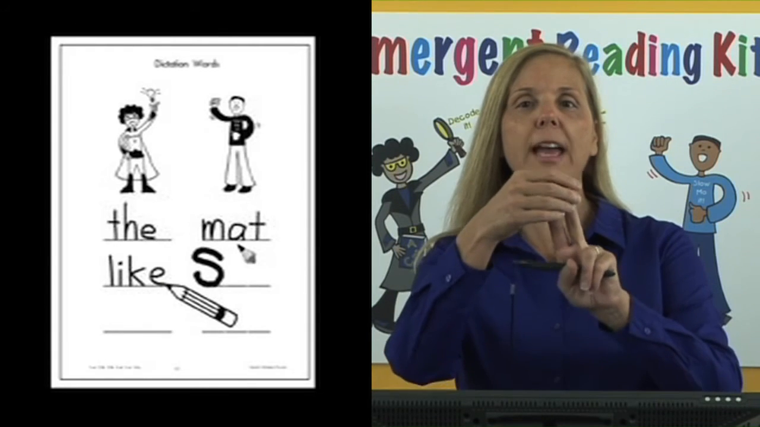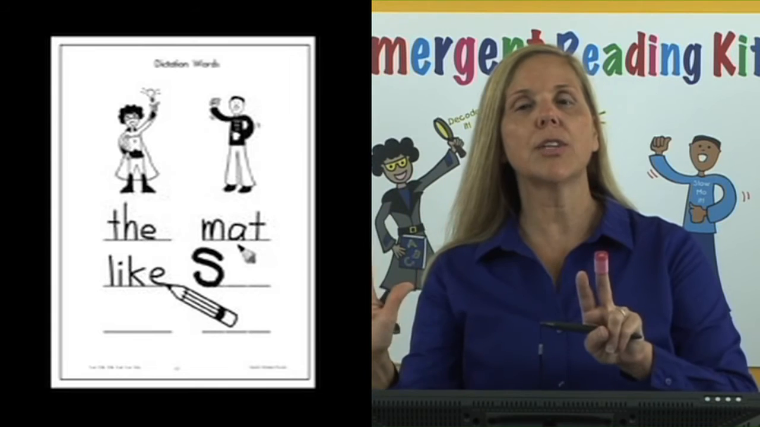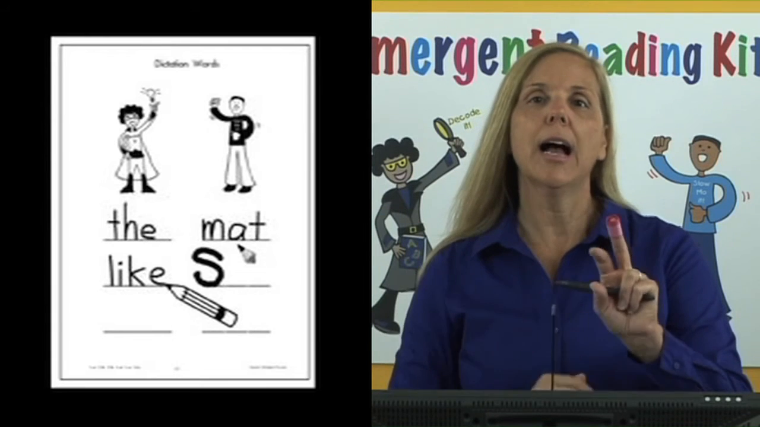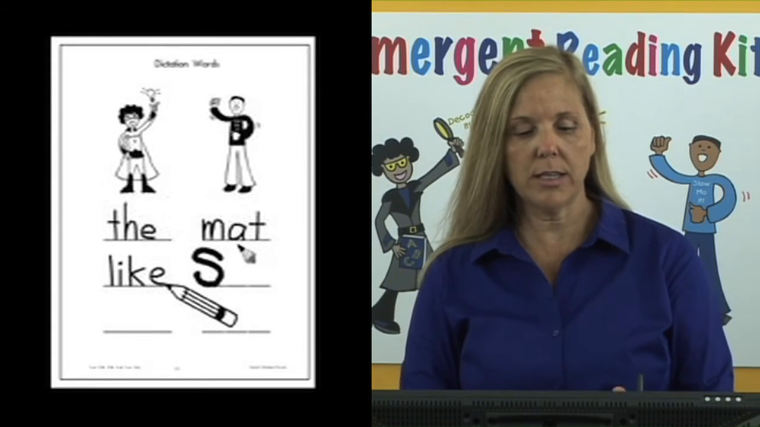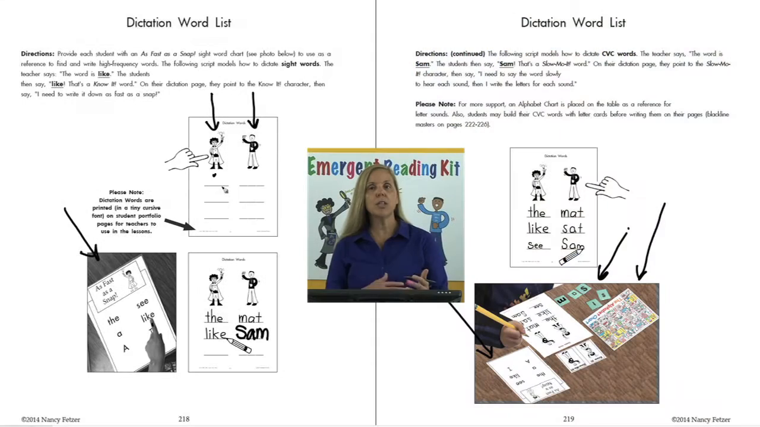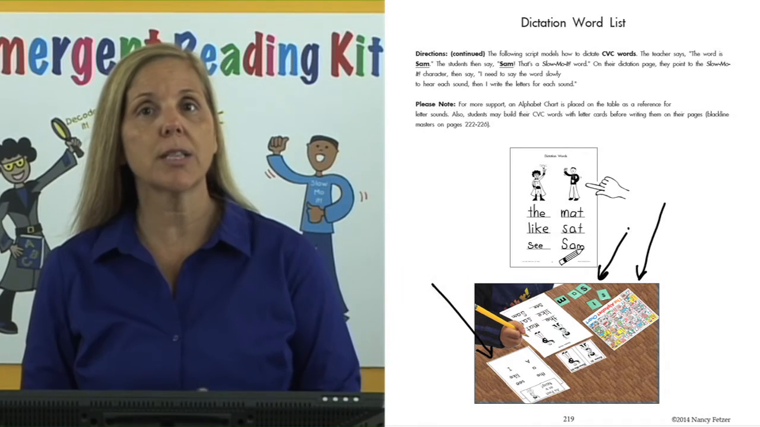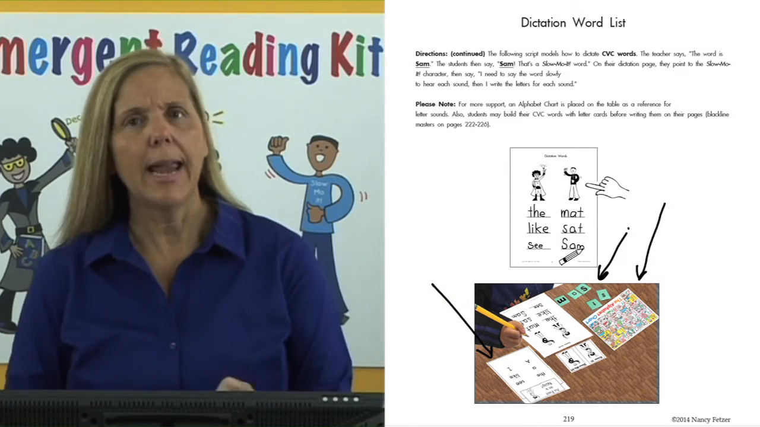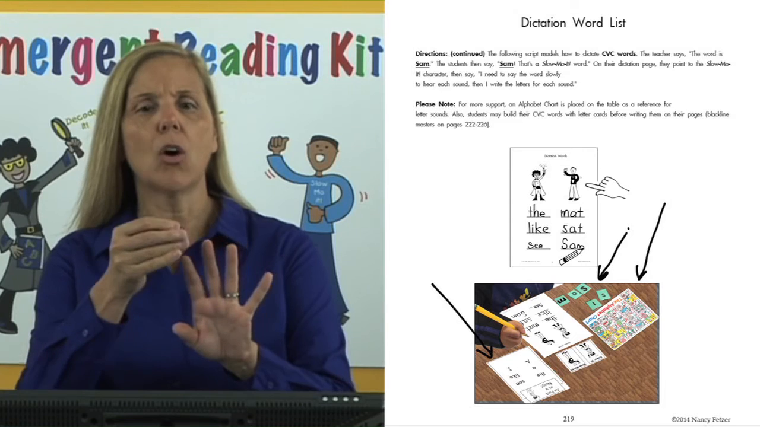We would move the hat to our next finger, say the word, slow-mo man it, isolate the sounds, and then write them down so that we would have the word Sam. You continue this process where you're giving the word, the students decide what strategy, they use it, and record it on their page.